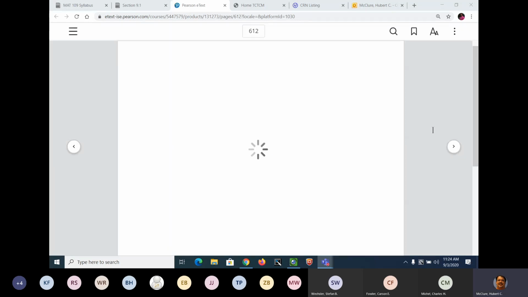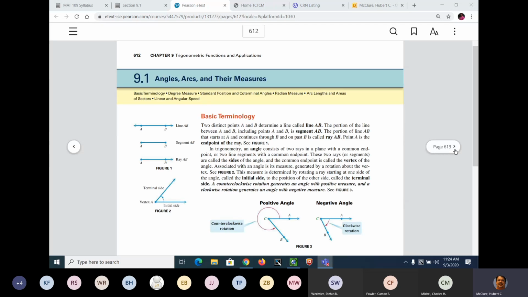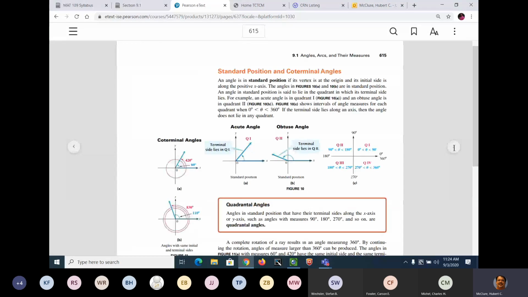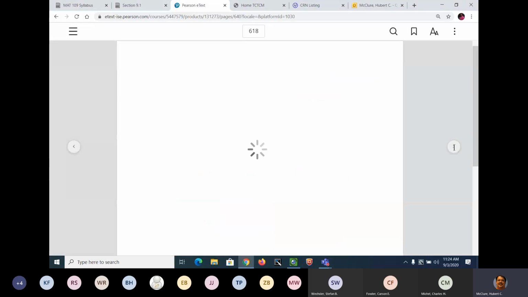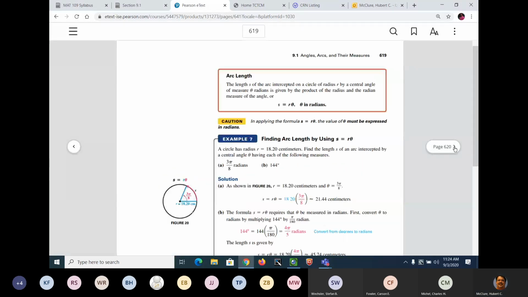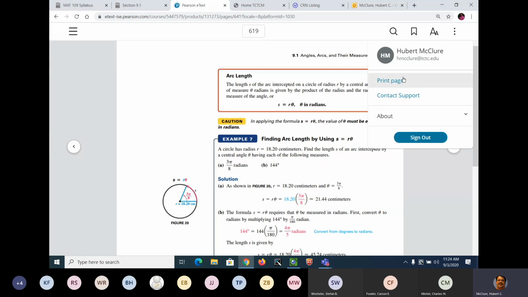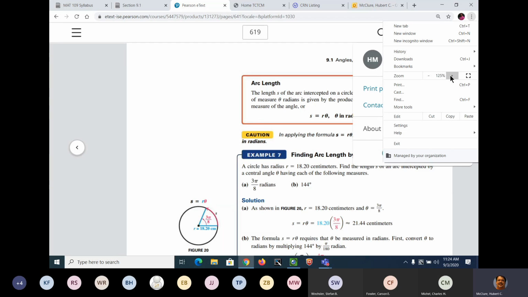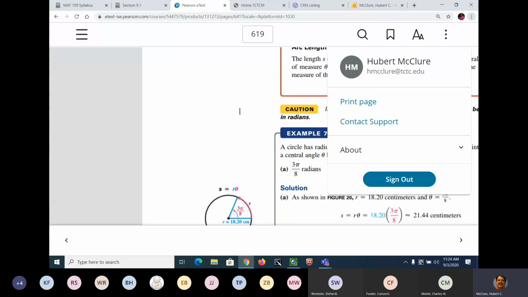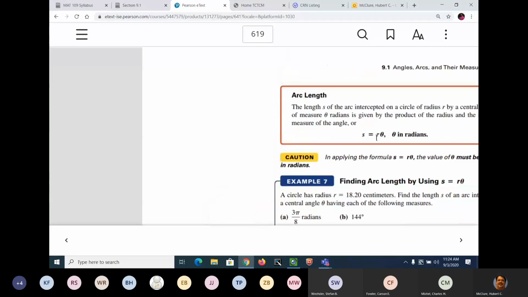Now, when you're talking about the arc length, you're talking about the side of the circle between the two radii, okay? I'm getting there. Hold on. Arc length. There it is. And I'm going to blow this up a little bit. Now, this is something that you might see on a standardized test. I'm going to ask you this question also on a regular test, but there's the formula right there.